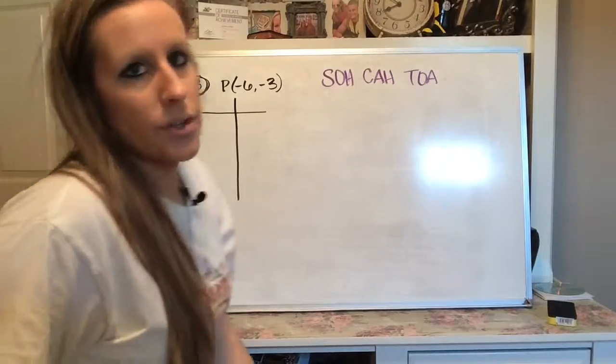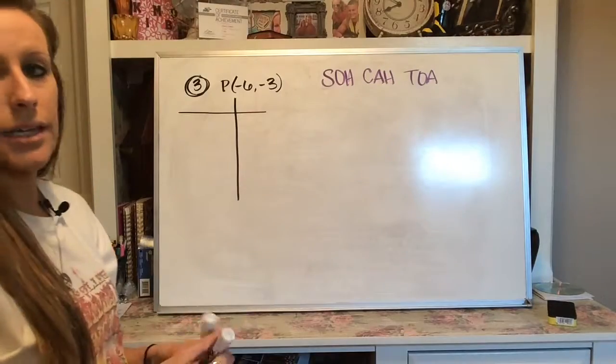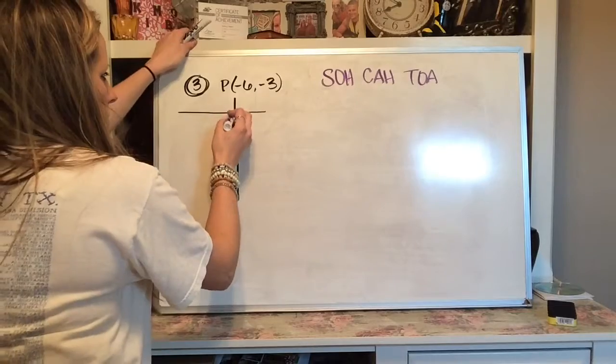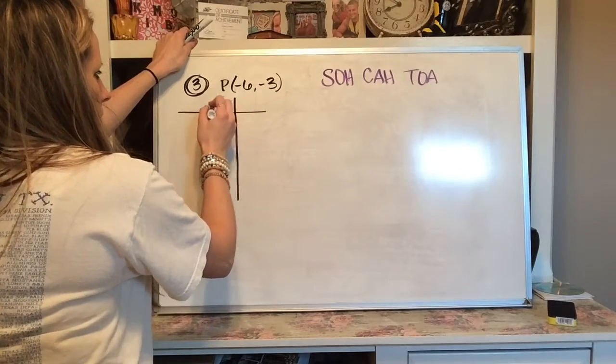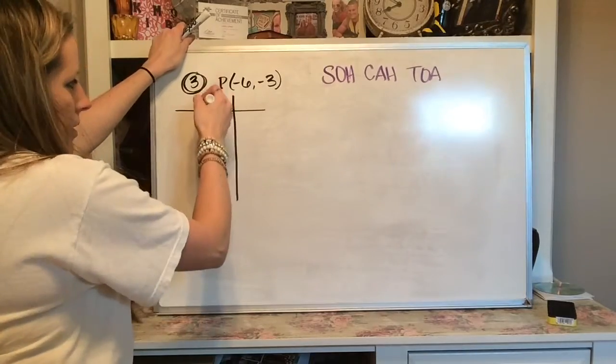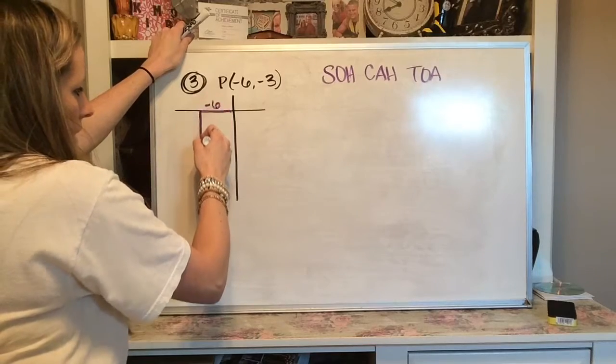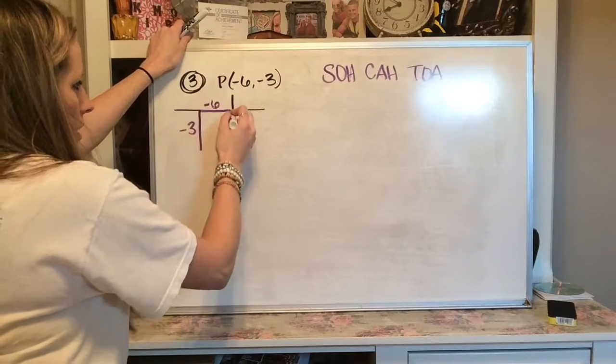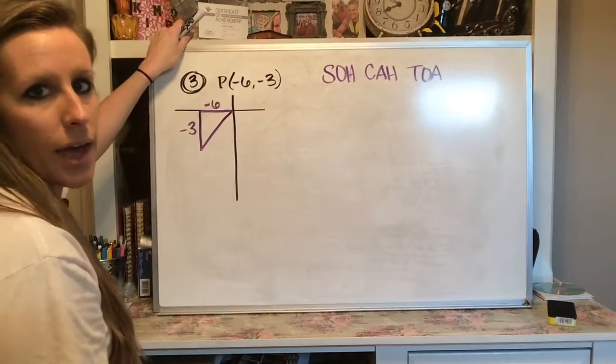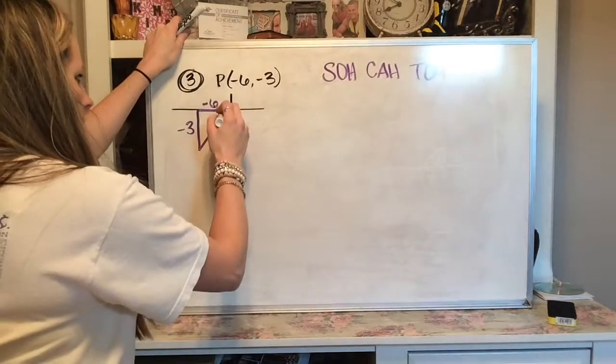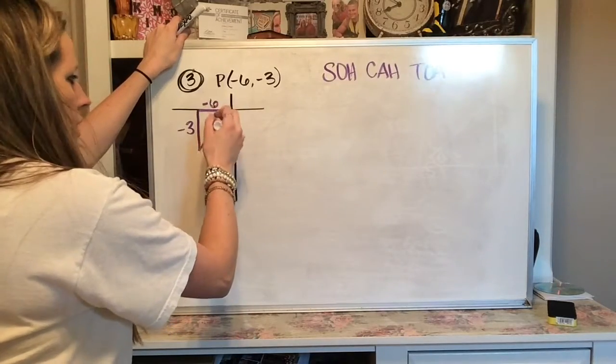All right, number 3, we have a (-6, -3). So my x is going to be on the negative side, -6. My y is going to go down because it's negative, so -3. And I'm going to make a triangle out of that. Okay, so I have my angle and I have my vector here.